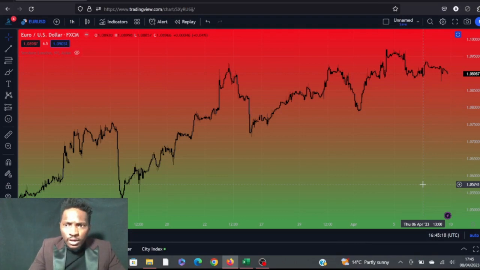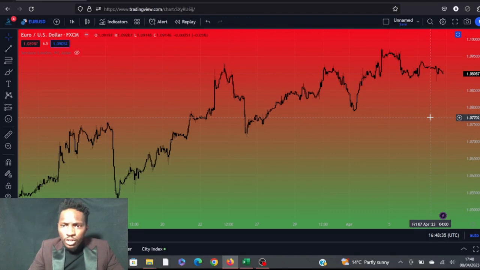Now I've got my chart here on the euro dollar on the 1 hour time frame, and when it comes to analyzing the market, it's all about building a case for entry. And when you're looking at any chart, before you start your analysis, you should be able to determine what kind of structure you're looking at. And by that I mean if the market is bearish, bullish, or in consolidation. That is the first rule when it comes to analyzing the Forex market. Now looking at this chart, we can clearly see that the market is bullish.